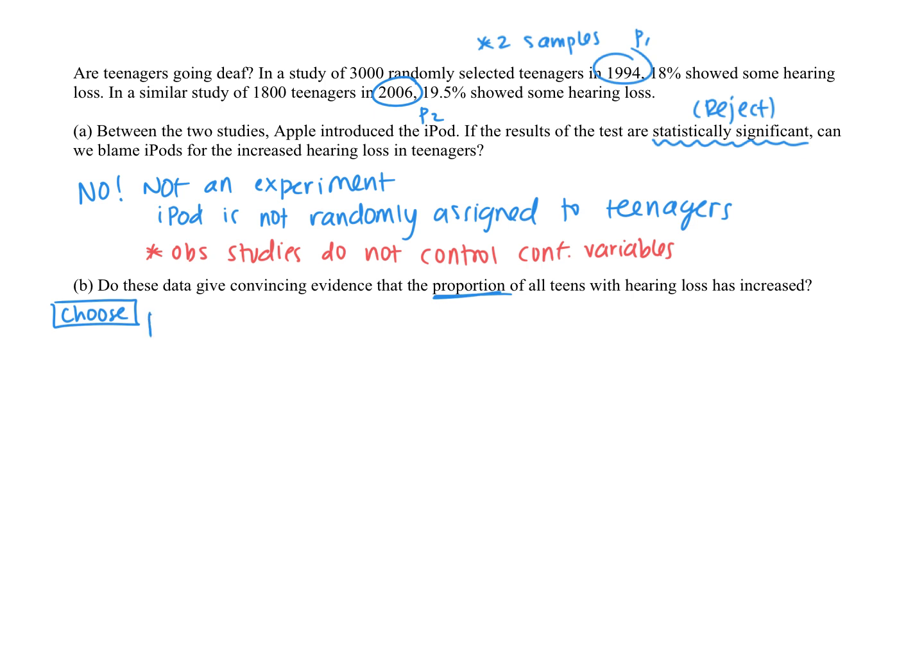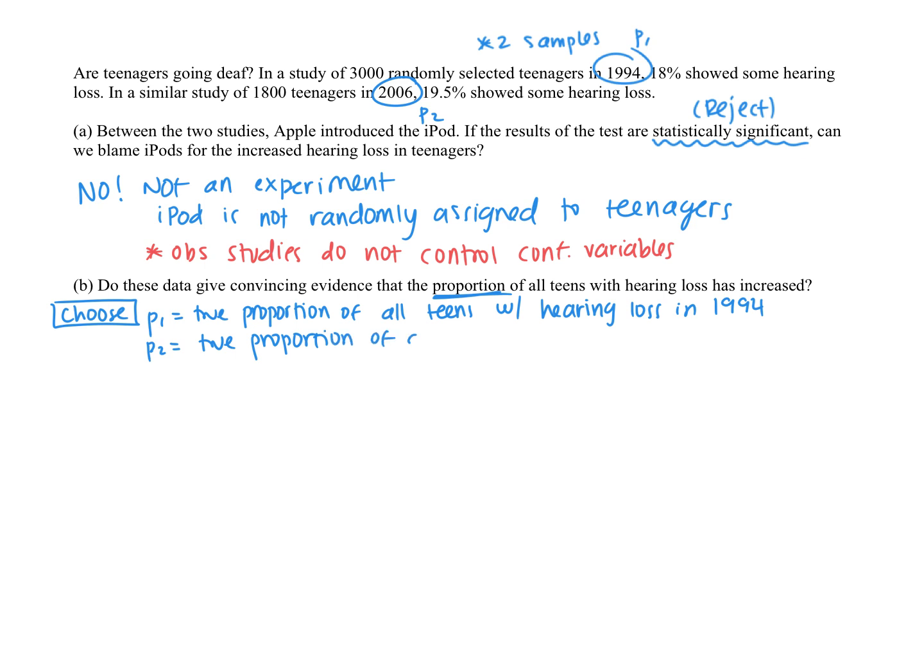So I'm going to say P1 is the true proportion of all teens with hearing loss in 1994. And P2 then is the true proportion of all teens with hearing loss in 2006.